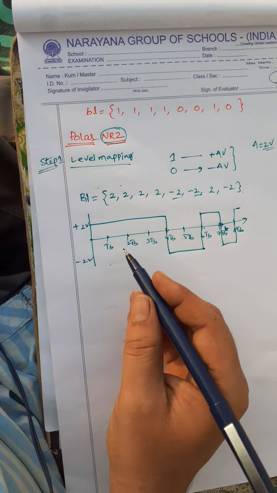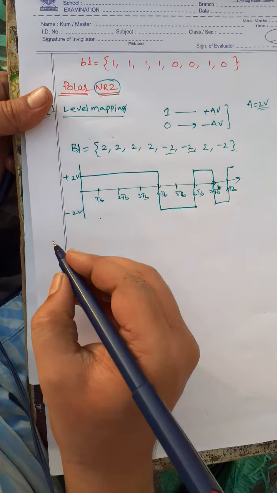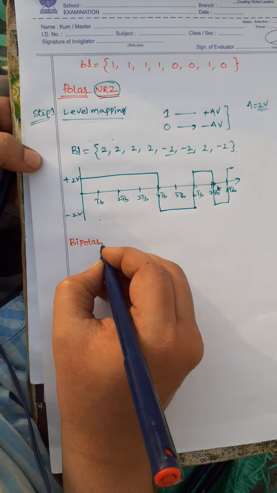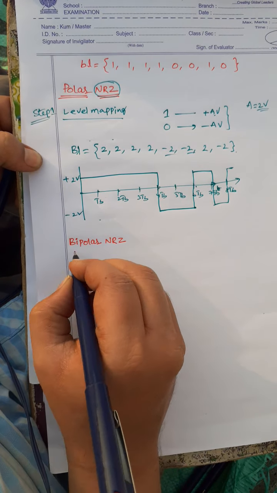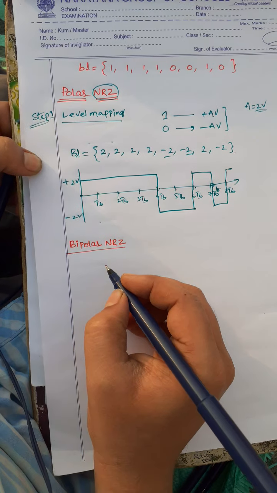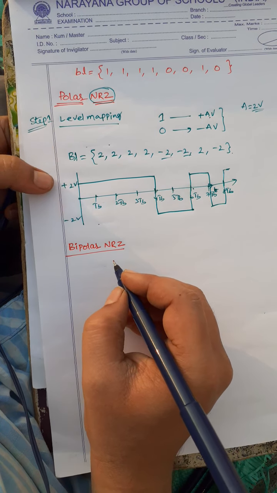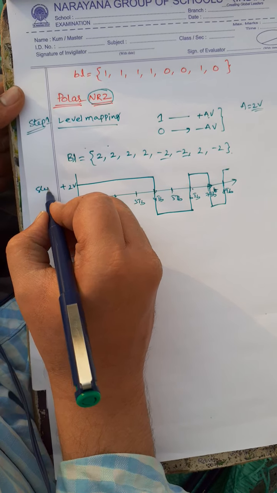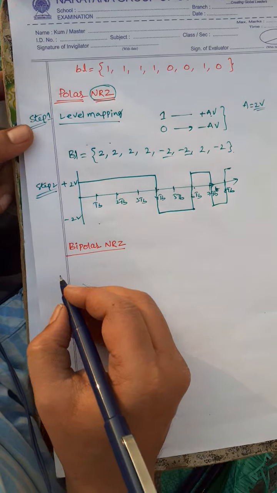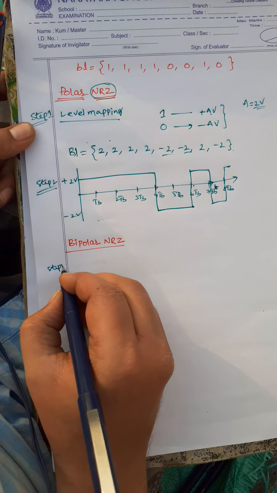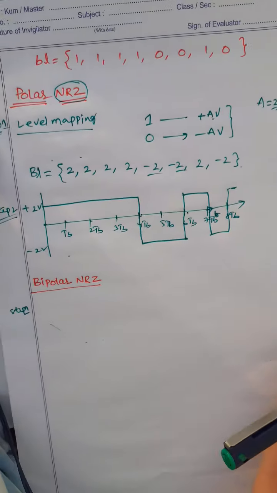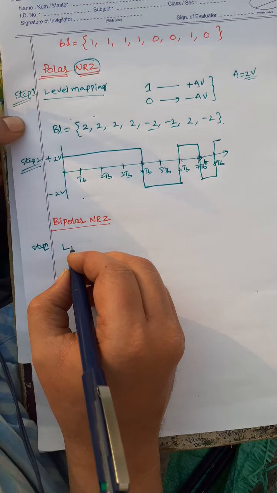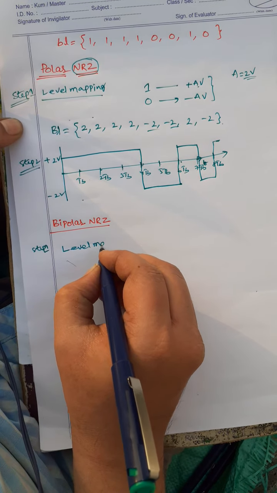Okay. Now third example is bipolar NRZ. Right. So in bipolar NRZ, what is the first step? This is step 1, this is step 2. Now similarly here also step 1. What is the step 1 here? Level mapping, yes or no? Level mapping.